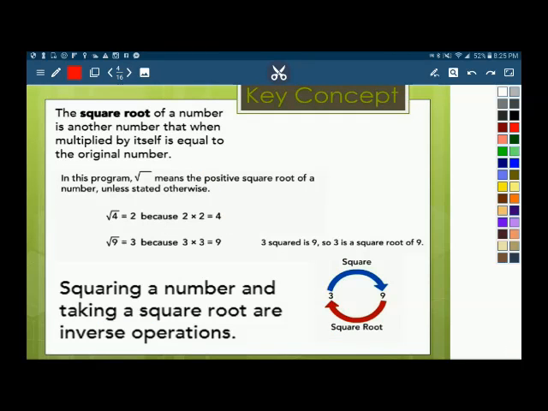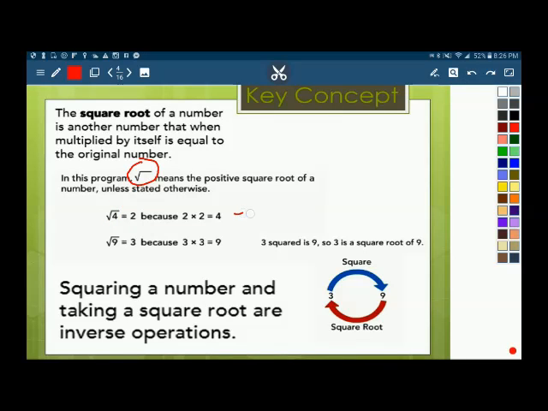So when we think about our square root, again, just to remind you, it is another number that when multiplied by itself is equal to the original number. Again, our square root symbol looks like a division symbol with a little tail on it. And when we just write the symbol, that means the positive square root of a number unless stated otherwise. So if we're simplifying the square root of 4, that is equal to positive 2 because 2 times 2 is 4.